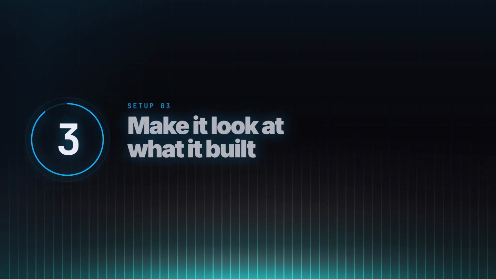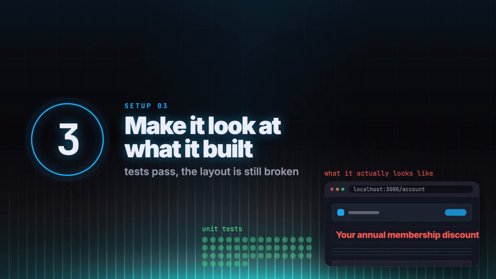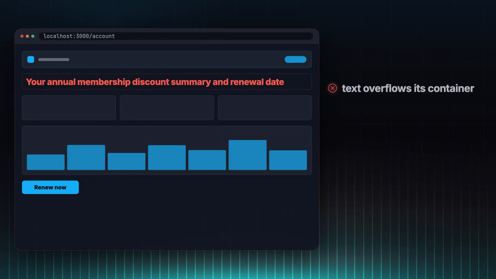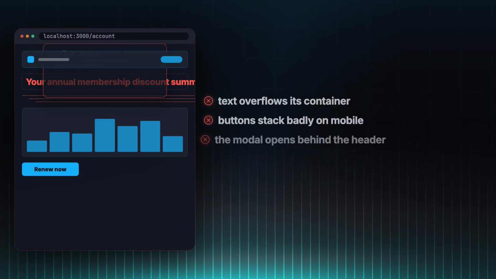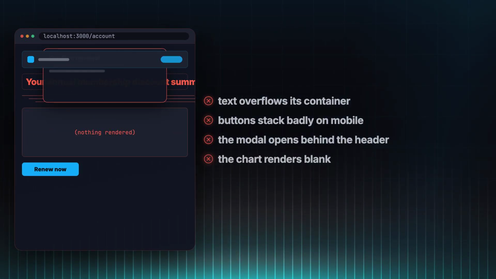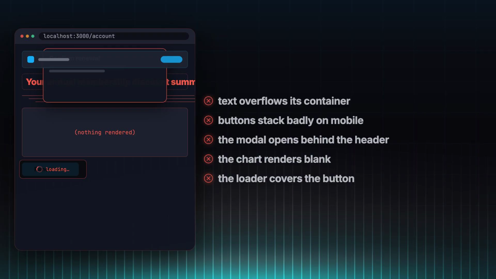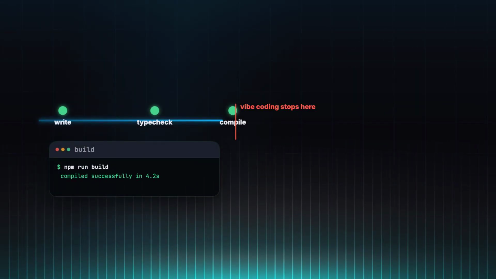Number 3 is the browser verification setup. For front-end work, tests are not always enough. An agent can pass unit tests and still create a broken layout. Text can overflow. Buttons can stack badly on mobile. A modal can open behind the header. A chart can render blank. A loading state can cover the thing users need. Vibe coding often stops when the code compiles.